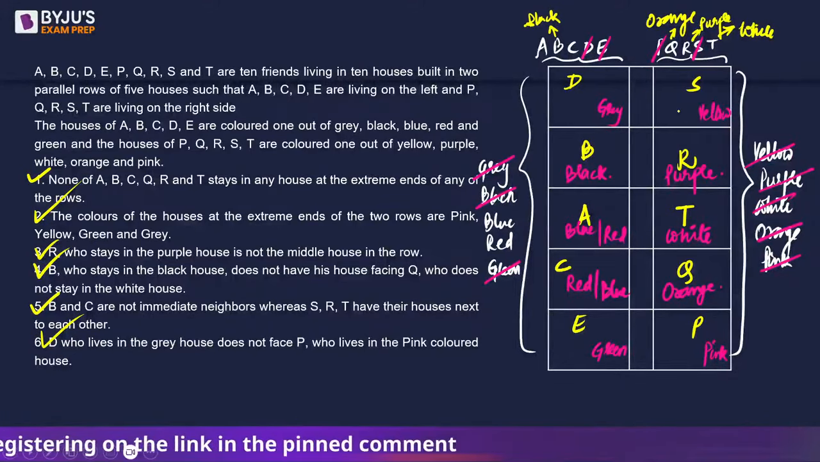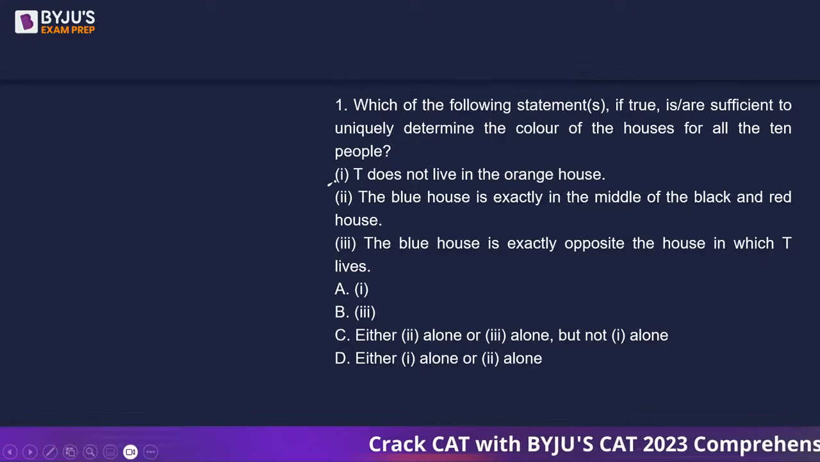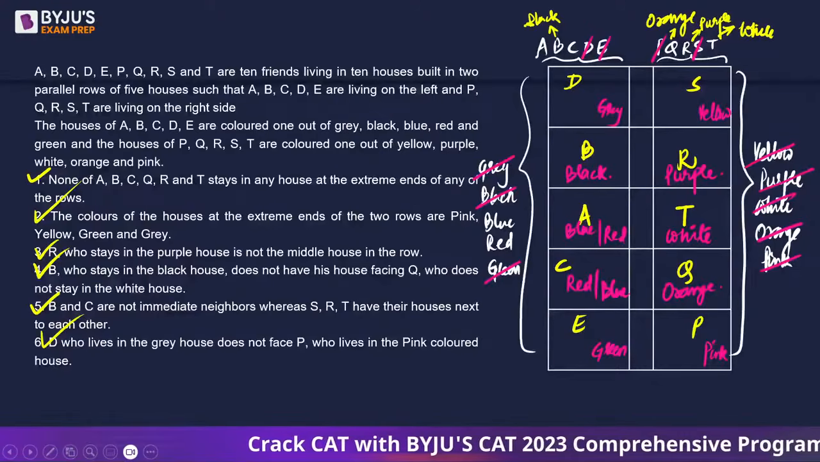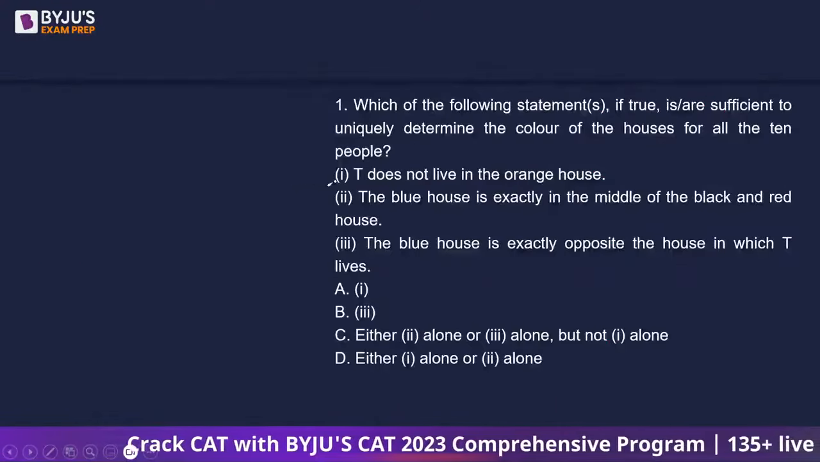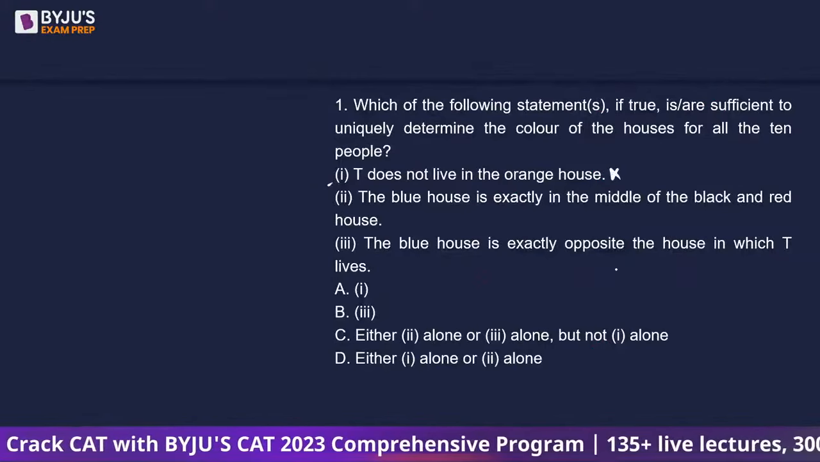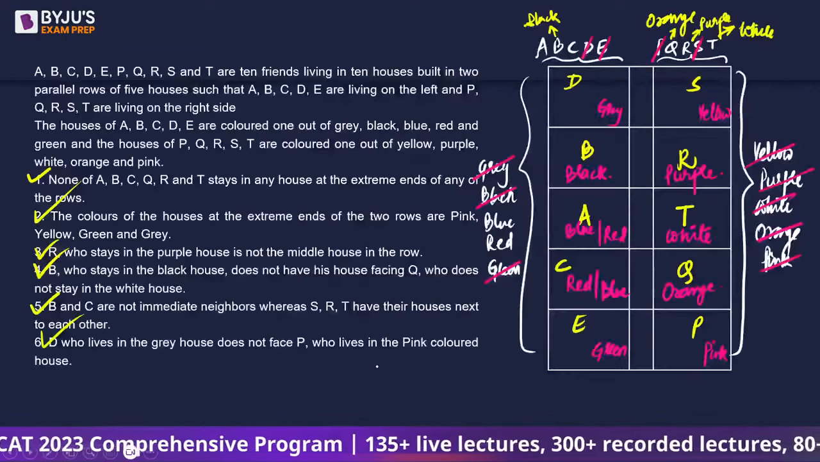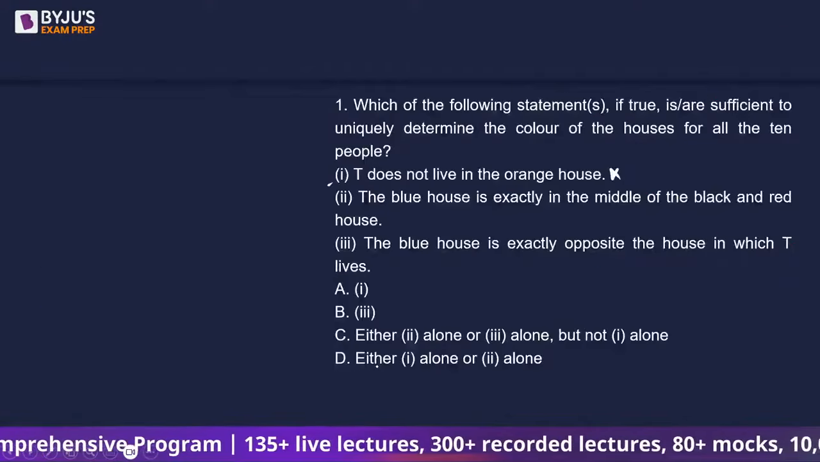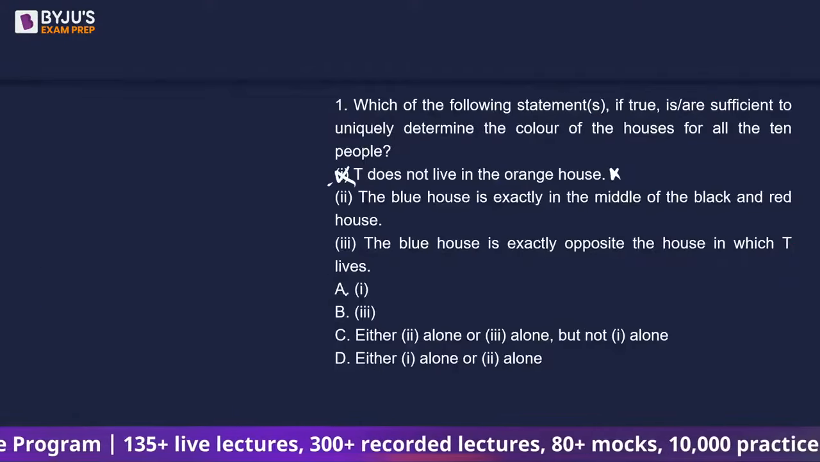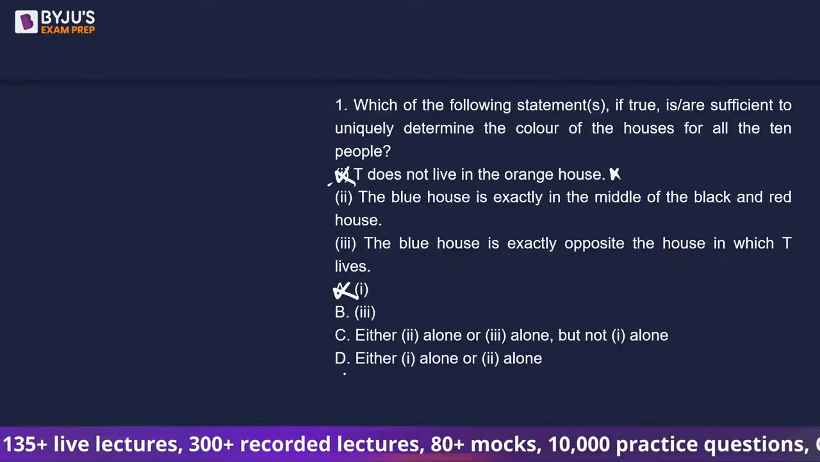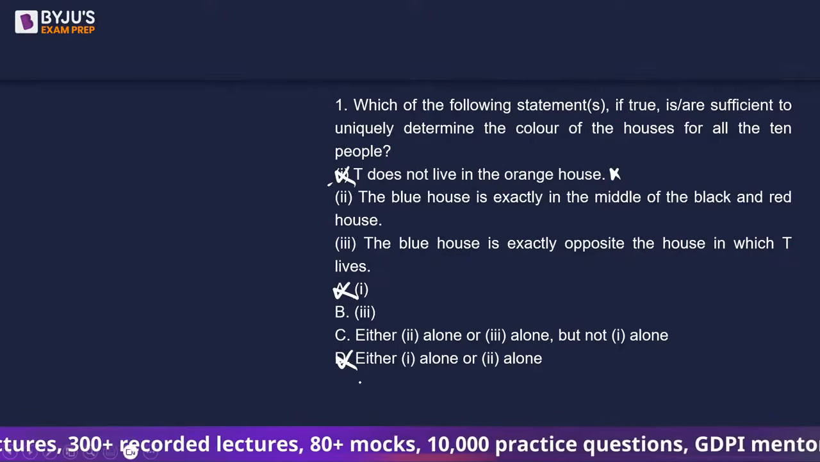The first question says, which of the following statements is or are true is sufficient to uniquely determine the color of houses for all the 10 people? First, अगर हमें पता है, suppose T does not live in the orange house. We already know it, right? So this is not helpful, right? We know that Q lives in the orange house, ये तो पता ही है हमें. So one is not helpful, so A can't be your answer and D can't be your answer.